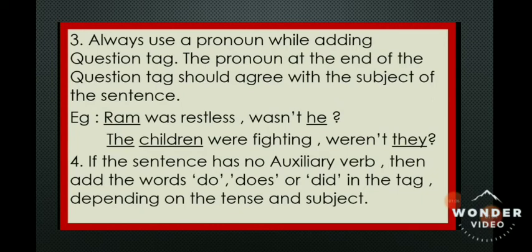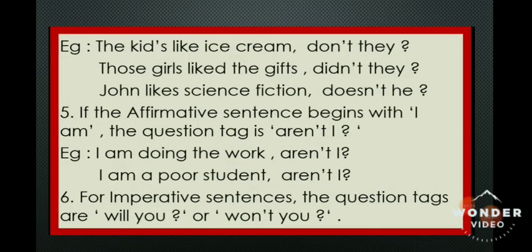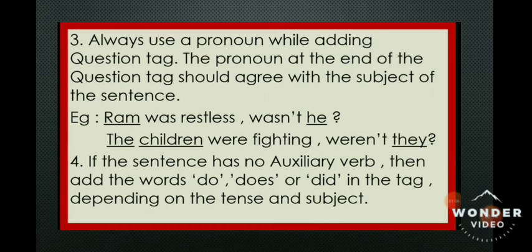Fourth rule, if the sentence has no auxiliary verb, then add the words do, does or did in the tag, depending on the tense and subject. So if there is no auxiliary verb in the sentence, then you will be using do, did or does. Let's see examples. The kids like ice cream. Don't they? Now like is present tense. That is why I have written don't they. I had told you here that it depends on the tense. That means whether it is past tense, present tense or future tense. And it also depends on the subject.